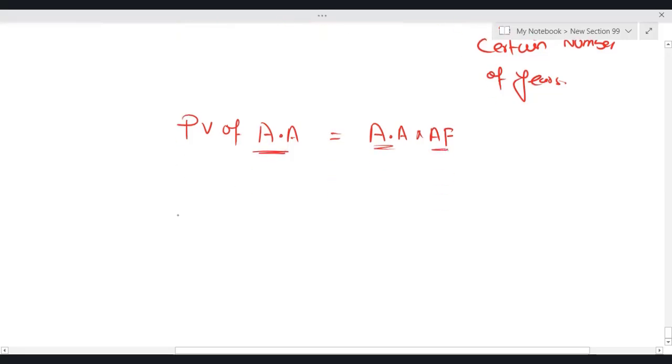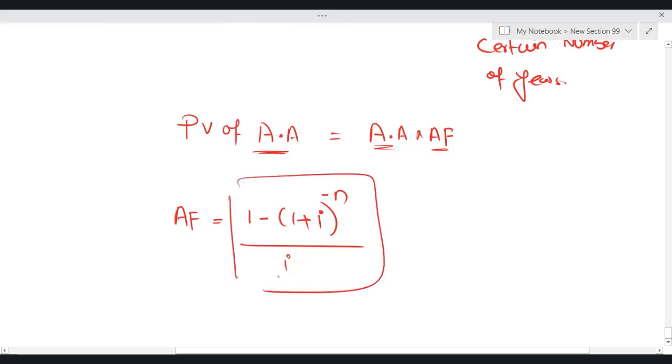How do we calculate the annuity factor? Even though it will be given to you, you should still know how to calculate it. Annuity factor is equal to 1 minus (1 plus i) to the power minus n, over the bracket, divided by i, where i is the cost of capital. This formula of annuity factor starts from T1 onwards.